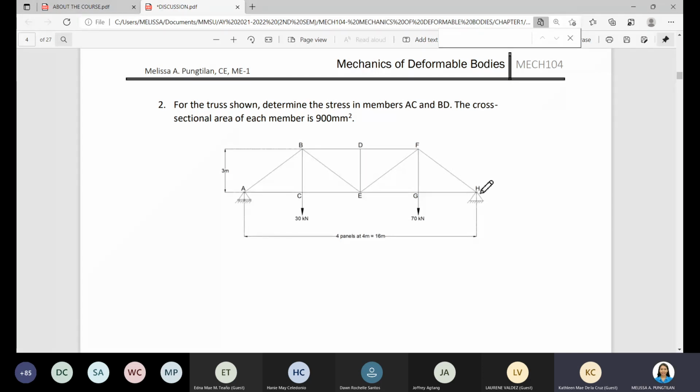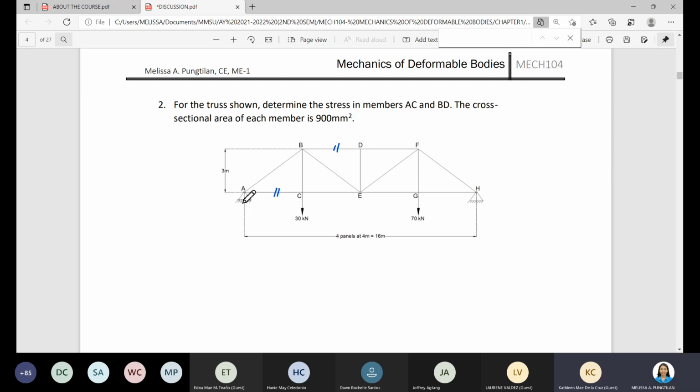So for the truss shown, determine the stress in members AC and BD. The cross-sectional area of each member is 900 square millimeter. Dito, same procedure pa rin, pero kailangan lang natin kunin yung mga forces on each member. So anong pinapakuha dito? We have AC and BD. So kunin natin yung mga internal forces on these two members. Bago natin makuha yan, let's determine first the reactions on each support.